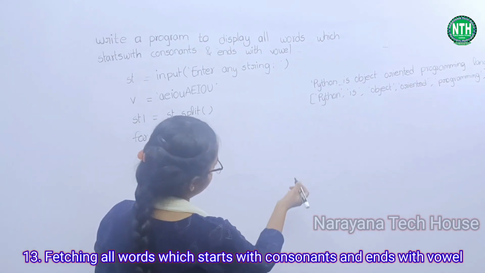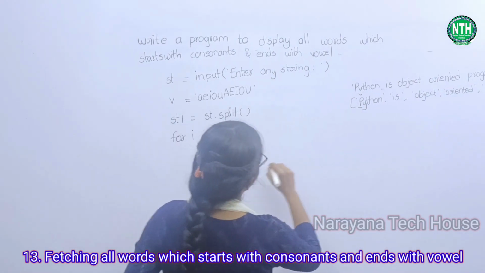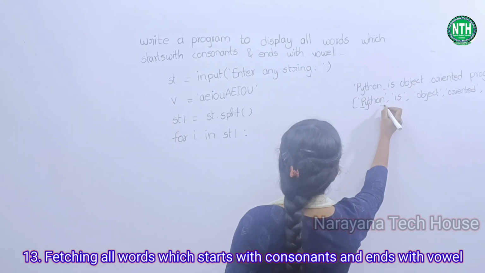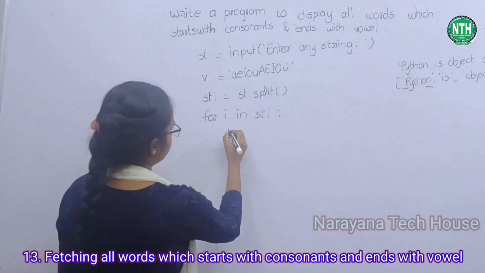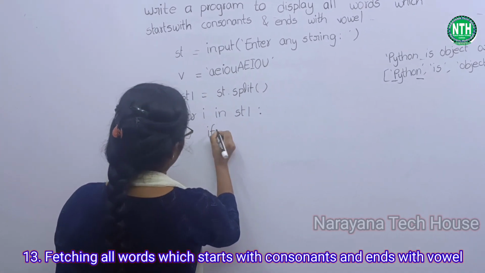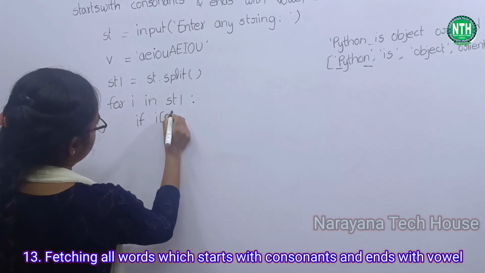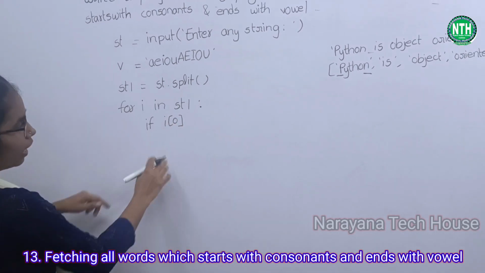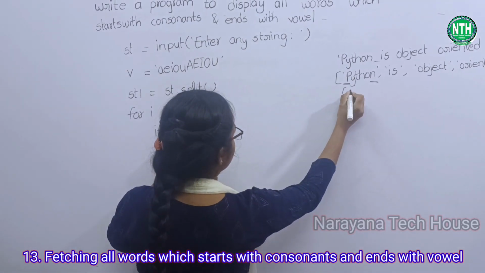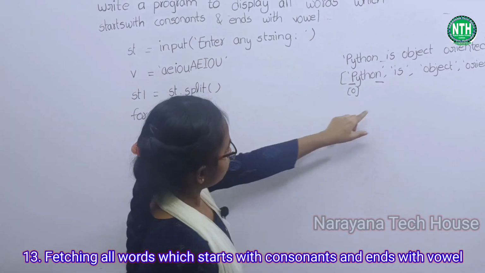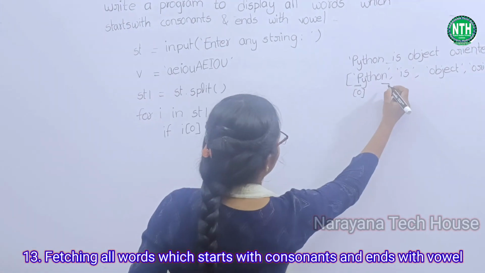Then we have to check the first letter, which should be a consonant, and the last letter, which should be a vowel. Then write the condition: if i of 0. i of 0 means index number. Index number starts with 0, and the end starts with -1.